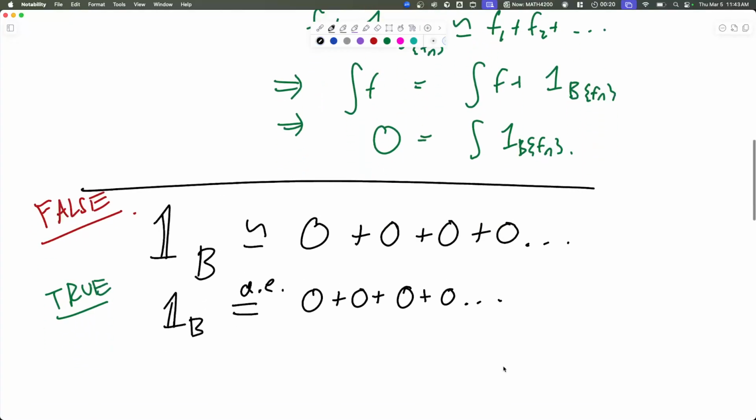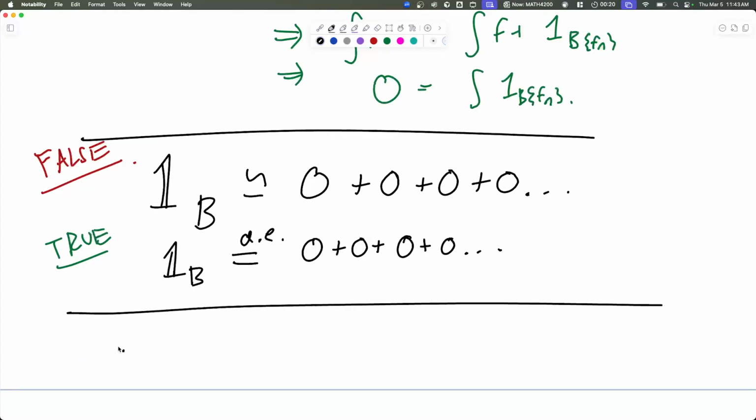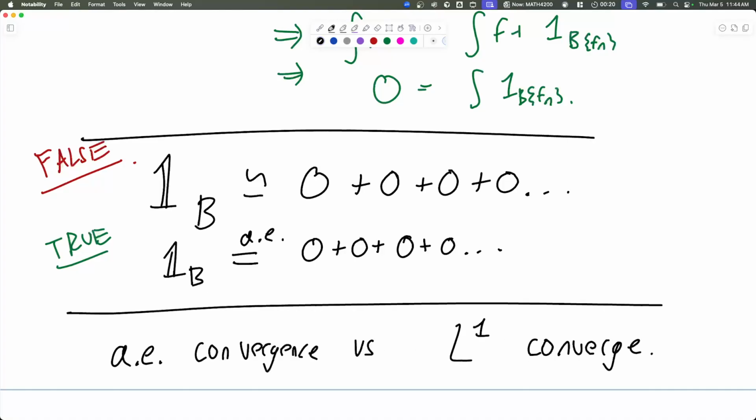And also, the topic of today's class is almost everywhere convergence versus convergence in norm versus L1 convergence. And those are the two things that we want to compare and contrast. So if you're mixed up on what is almost everywhere convergence, then the class won't make any sense. Okay, questions or comments about this idea?